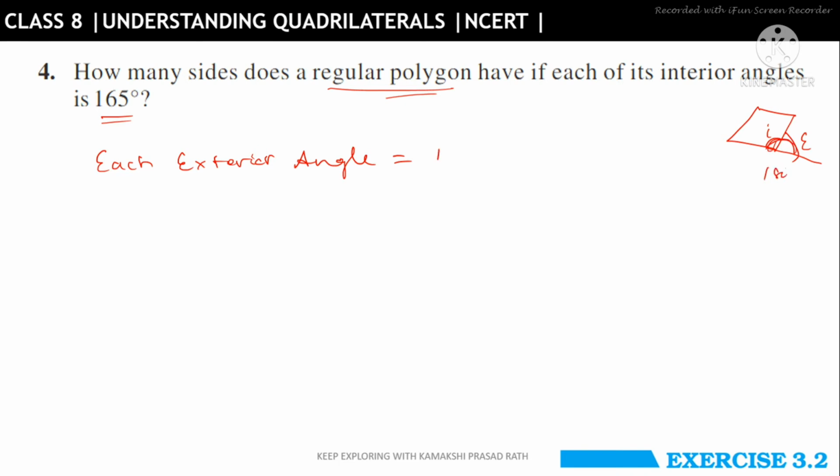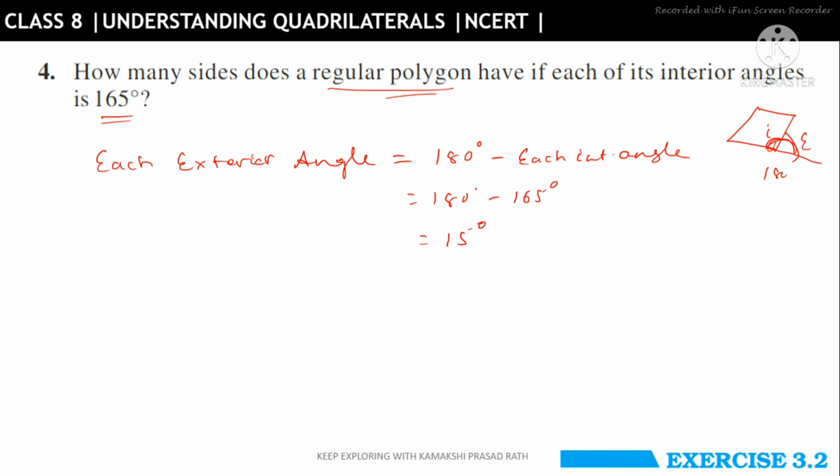So each exterior angle will be 180 degrees minus each interior angle. So 180 minus 165, we get 15 degrees. So each exterior angle is 15 degrees.